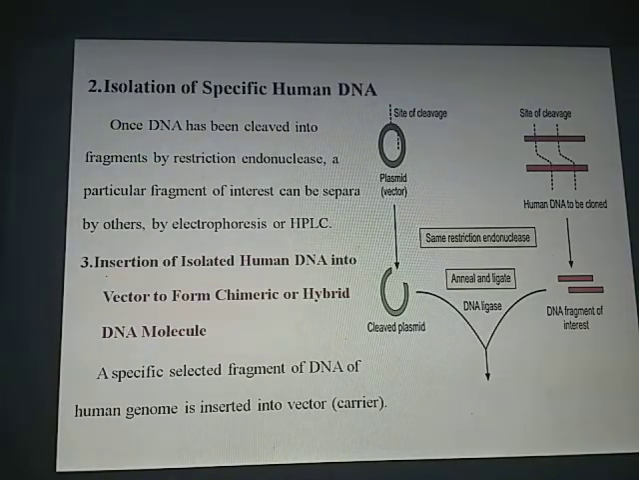Then the third step is insertion of the isolated human DNA into a vector to form a chimeric or hybrid DNA molecule. So a specific selected fragment of the DNA of the human genome is inserted into a vector to form a chimeric DNA.